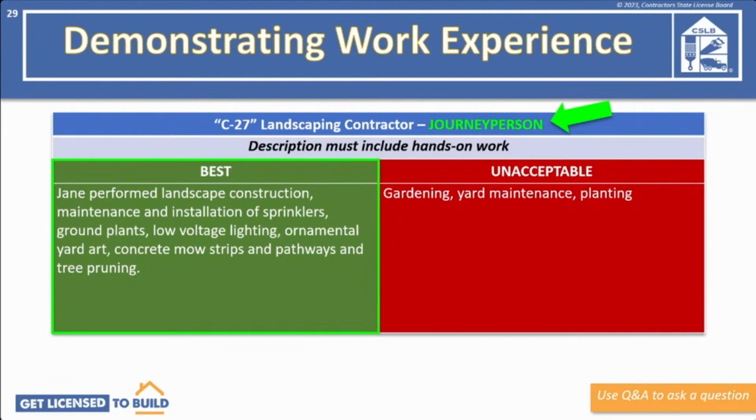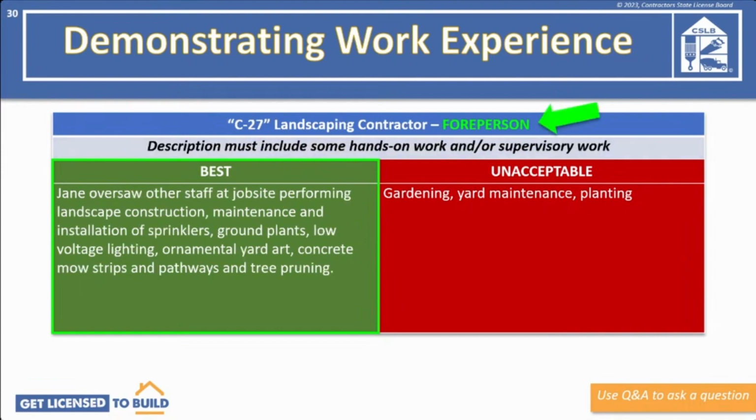gardening, yard maintenance, planting. For a C-27 landscaping foreperson, the description should indicate overseeing other staff performing the trades. And for a C-27 supervising employee, the description should include an explanation of how you arrived at the supervisor level for the trades on a project.